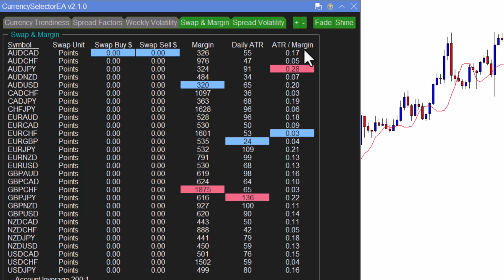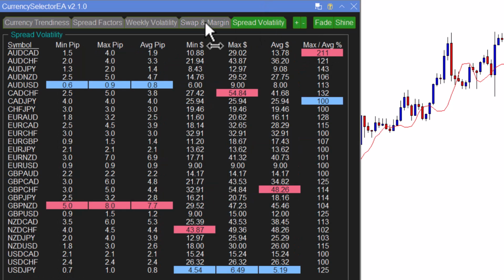And then we do some other ratios where we look at the ATR per margin cost, and we say that the euro franc is the cheapest margin, in fact, and that the Aussie yen is most probably the most expensive margin in terms of volatility. So again, a bit of advanced decision making information.